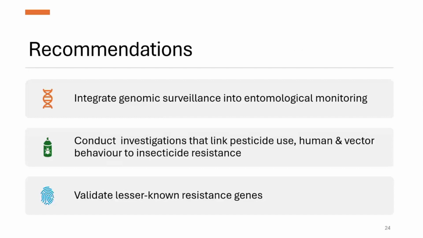So from this finding, it is good to integrate genomic surveillance into routine entomological monitoring. If we integrate genomic surveillance into routine phenotypic entomological monitoring or insecticide resistance monitoring, then we know easily where to deploy our interventions, which gene in which area is driving the resistance, and how to manage the insecticide resistance appropriately. So it is good to integrate genomic surveillance into the entomological monitoring system.